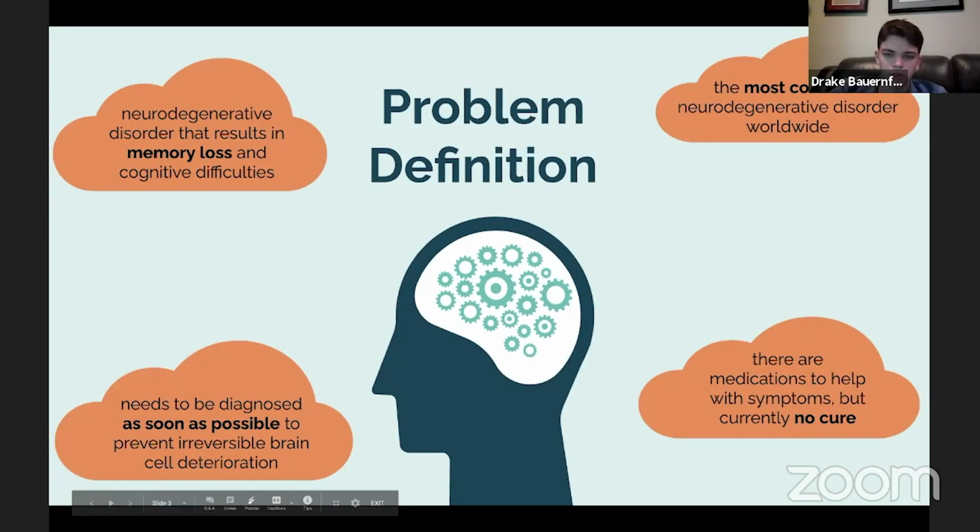So why are we eager to refine a better diagnostic process for Alzheimer's disease? Alzheimer's disease is currently the most common neurodegenerative disease worldwide, and it results in memory loss and cognitive difficulties. It's estimated that around 50 million people will suffer from it, and that number is supposed to more than double within 30 years. In addition, although there are medications to help with symptoms, there is currently no cure. Therefore, accelerating and refining the diagnosis can save countless patients from irreversible brain deterioration.